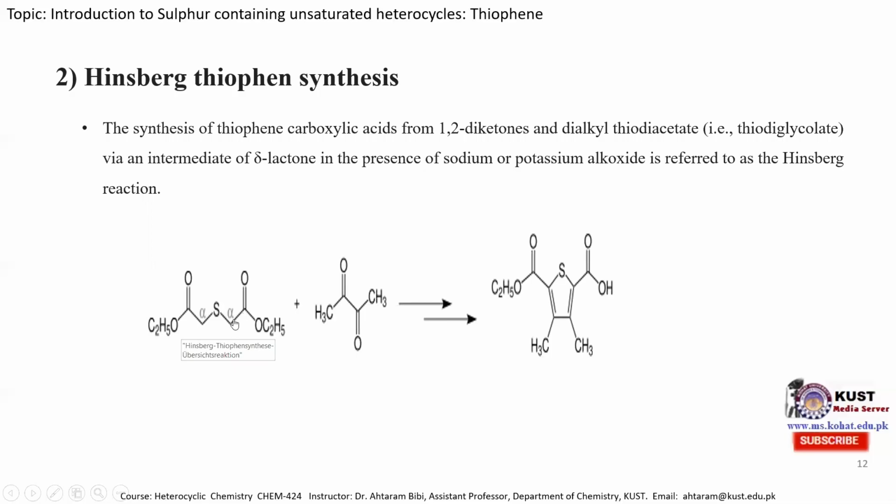It is a 1,2-diketone, and this 1,2-diketone is treated with a dialkyl thiodiacetate molecule, and by the reaction of these two species, in many steps we can obtain the substituted thiophene molecule. It involves many steps, and the mechanism I will show you in the next slide. The 1,2-diketone, when reacted with the alkyl thiodiacetate, produces the thiophene molecule.